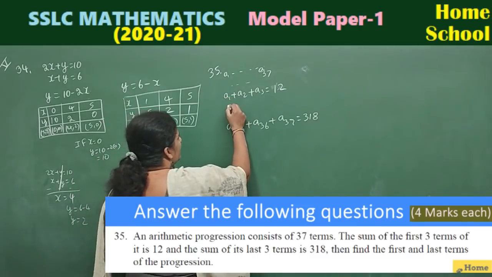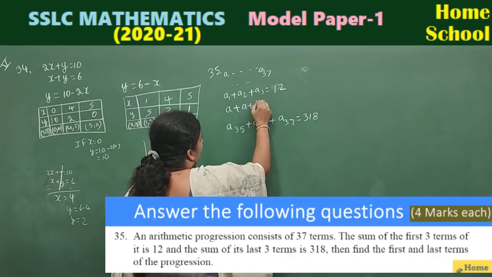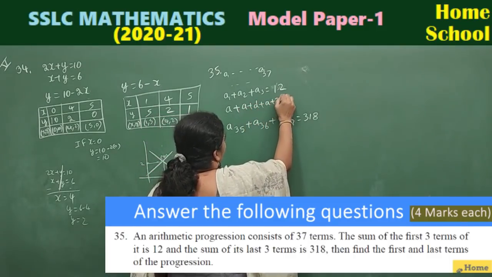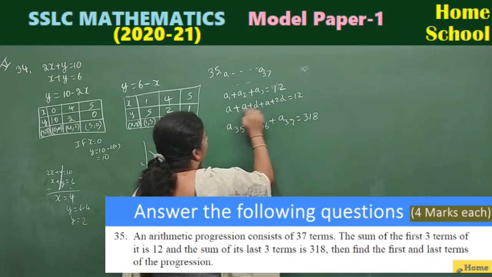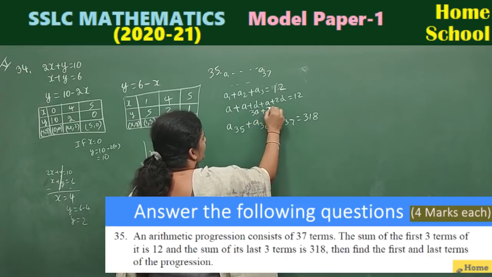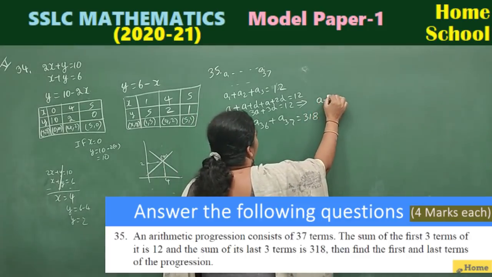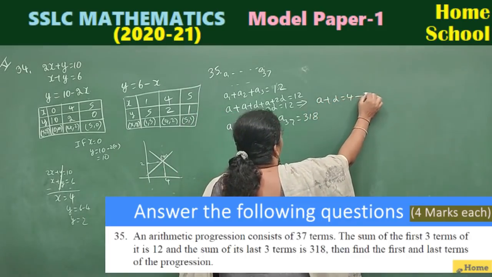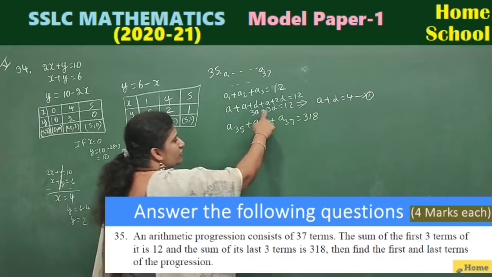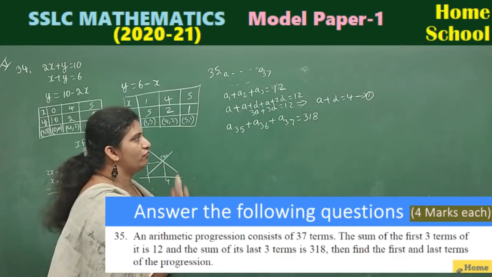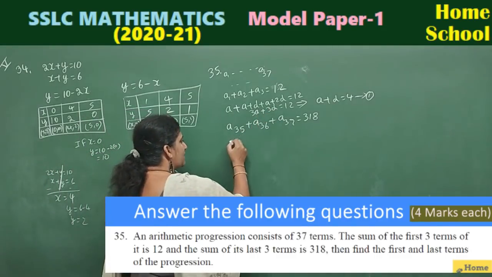Now write this in general form. A plus (A plus D) plus (A plus 2D) is equal to 12. Add all the A's. 3A plus 3D is equal to 12. Simplify this: A plus D is equal to 4. Mark it first equation. Take out 3 common. 12 by 3 will be 4. Next one, in the same manner.